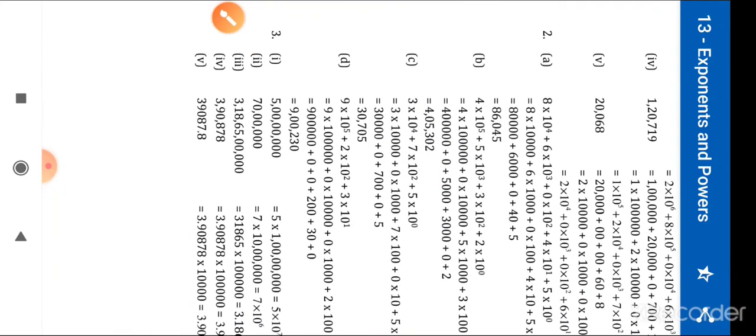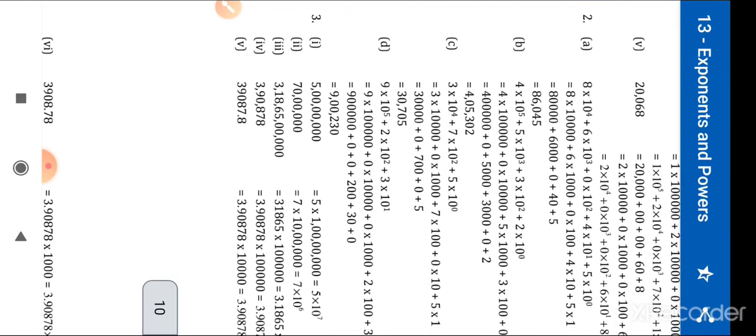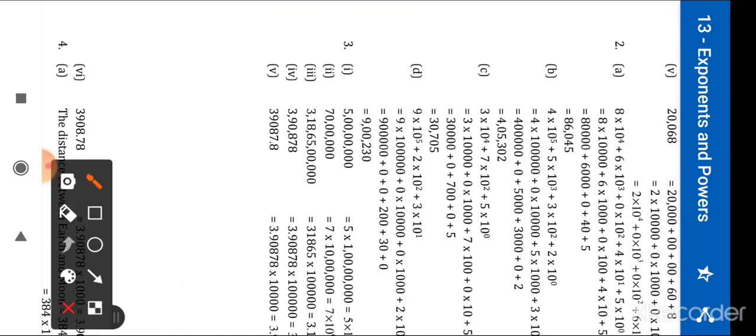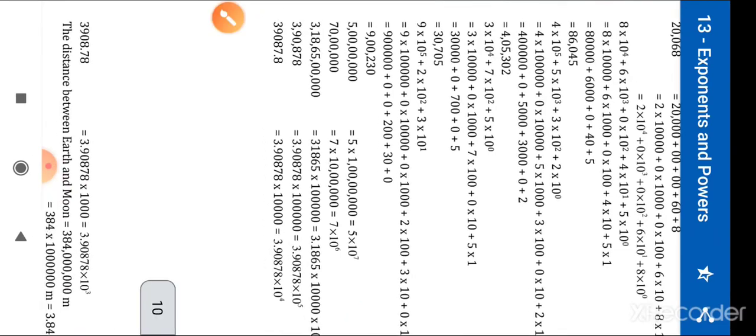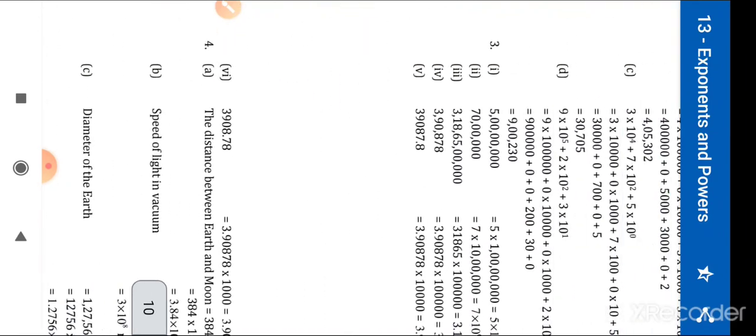In the third question we have to write our number in the standard form. So the first part of the question is: 5 crore is equal to 5 multiplied by 1 crore, and we can write 1 crore as 10 raised to the power 7. In the same manner we can write 70 lakh as 7 multiplied by 10 lakh, and it becomes 7 multiplied by 10 raised to the power 6. And you can solve the remaining part of the question in the same manner. Question number 4 is similar to question number 3.